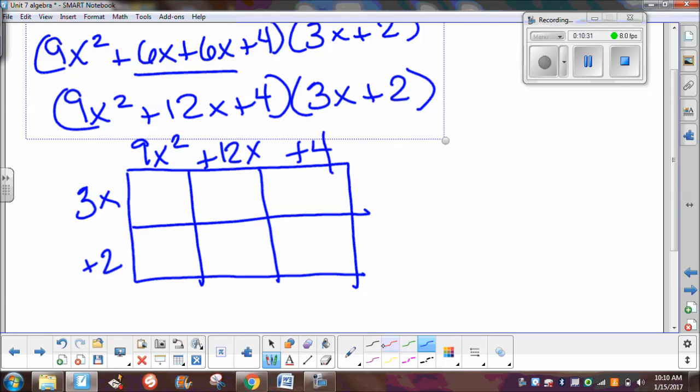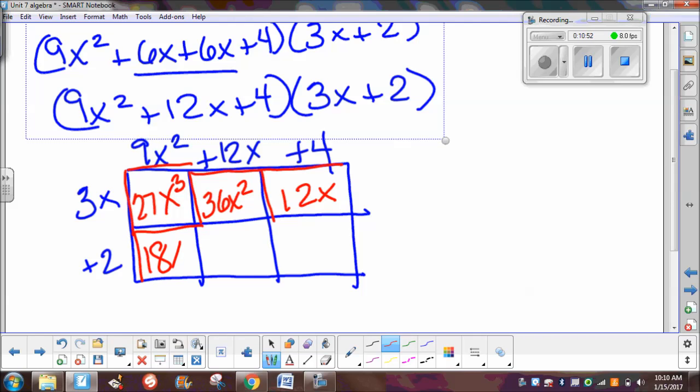And I'm going to start that multiplication. 3x times 9x squared is 27x cubed. 3x times 12x is 36x squared. And 3x times 4 is 12x. Now I go down to the bottom left. 2 times 9x squared is 18x squared. 2 times 12x is 24x. And 2 times 4 is 8.